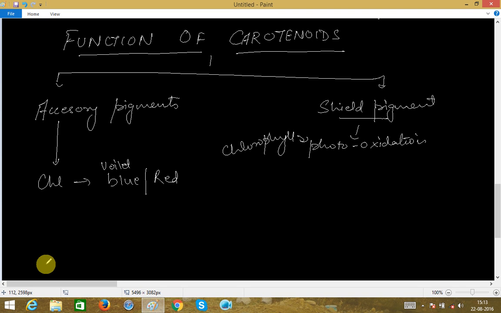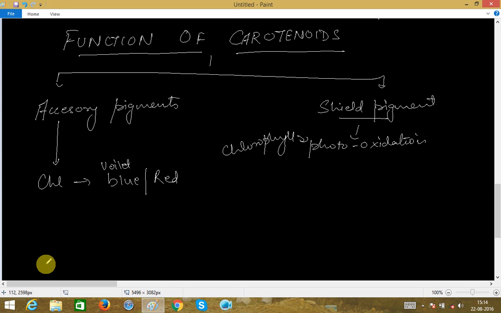But these carotenoids, or even the xanthophylls, or even the phycobilins, what they are doing is simply receiving the light from other areas and sending that light to chlorophyll A so that it can convert it into chemical energy. Okay, so the carotenoids are increasing the absorption spectrum of chlorophyll A. That is one function of accessory pigments.